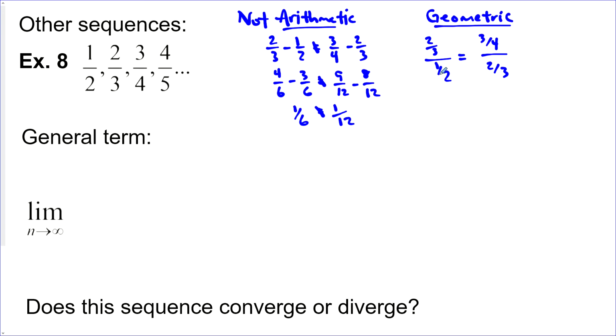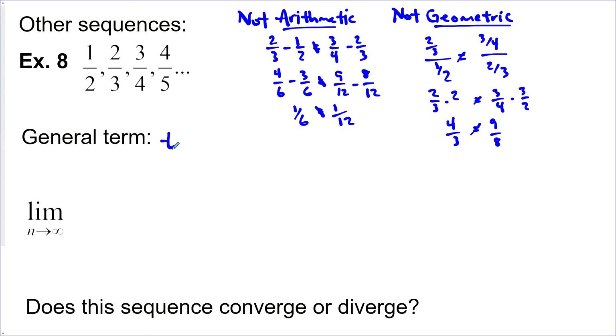So I would flip this, 2/3 times the reciprocal, and that would be 4/3. And 3/4 times the reciprocal, and that would be 9/8. Okay, well that doesn't work either. So this is not geometric. Let's see if we can find the general term then.